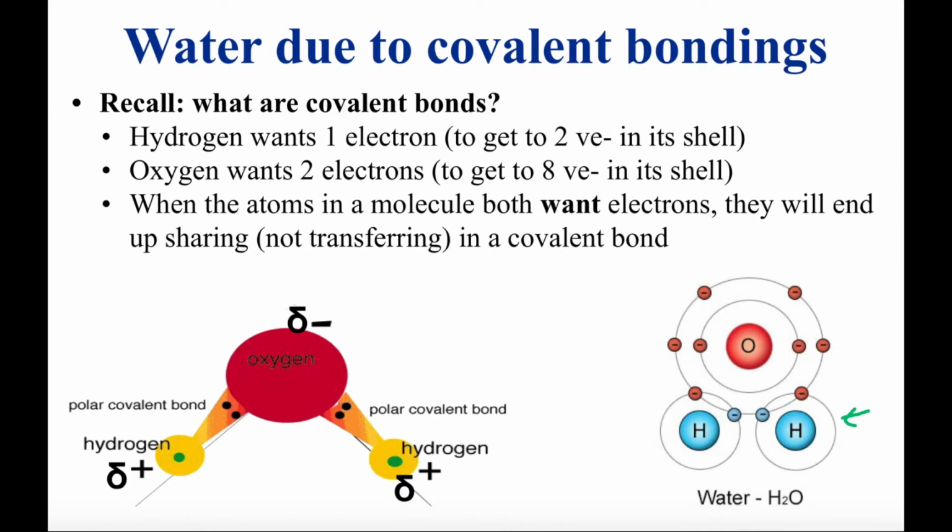Now, one thing I also want to remind you about is that oxygen is far more electronegative than hydrogen, so as a consequence, the electrons are more attracted to the oxygen atom than the hydrogen atom overall, so oxygen tends to have a negative dipole because it has a little bit more share of the electrons than the hydrogen atoms.